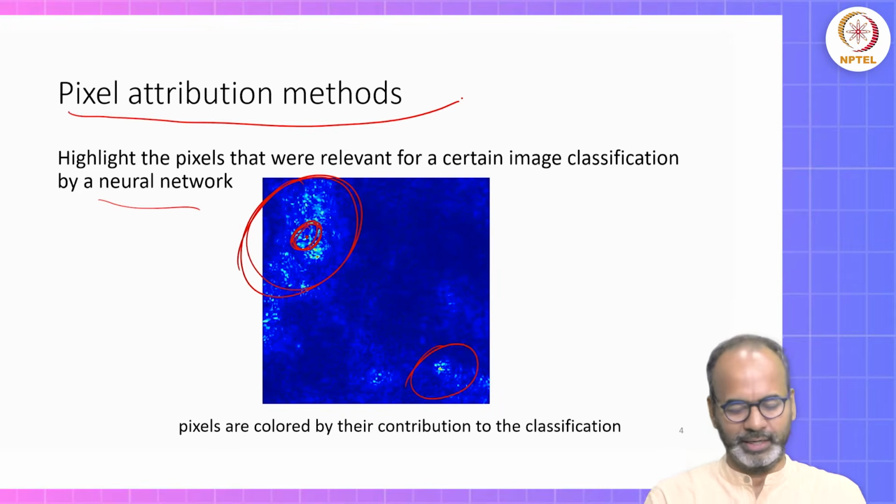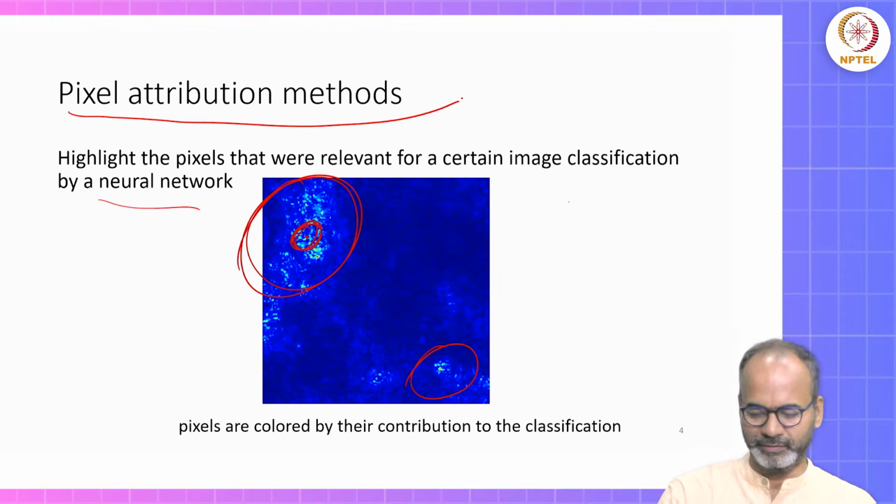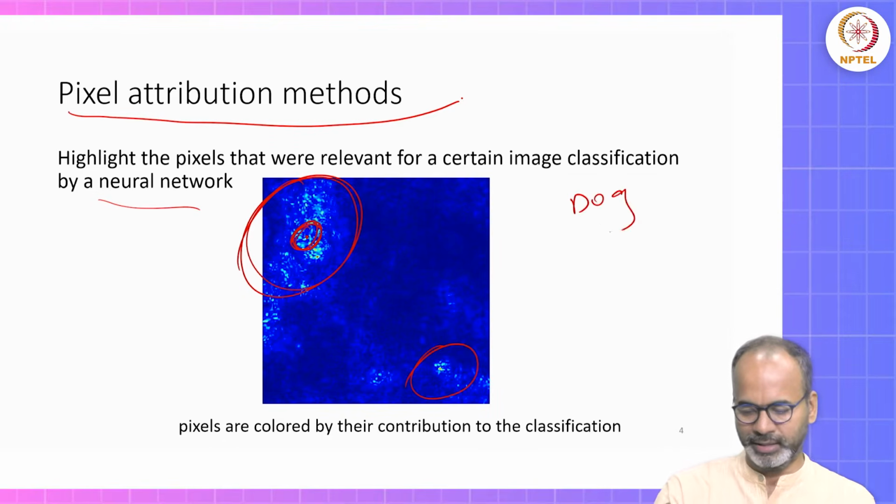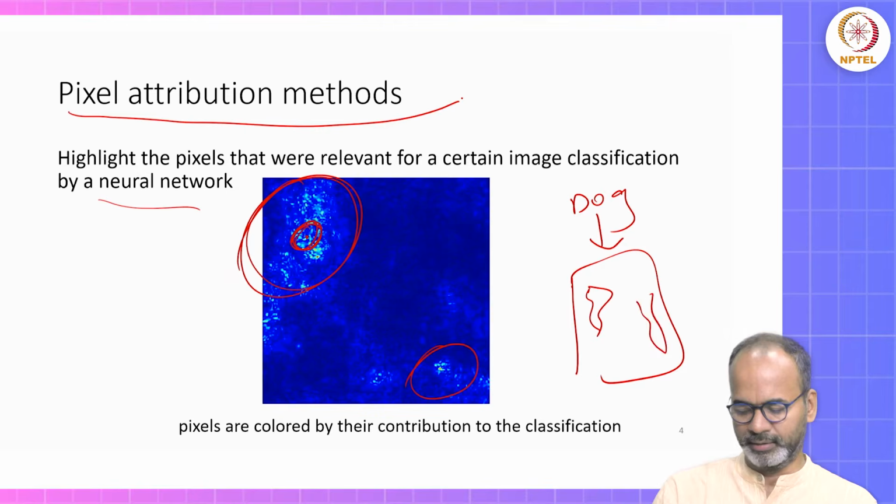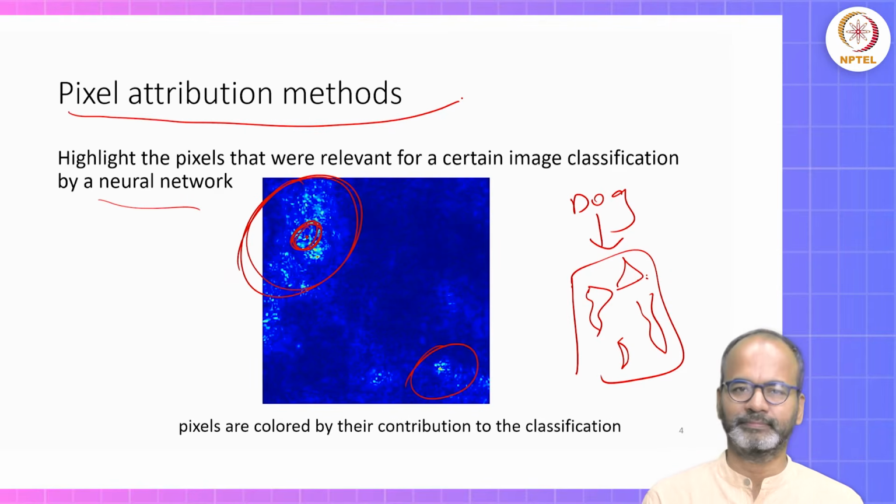Later you will see examples where you've given an image of a dog and you want the model to classify it as a dog. You will see some heat map showing where the model is looking while making the decision that it's a dog. That's the idea of pixel attribution.